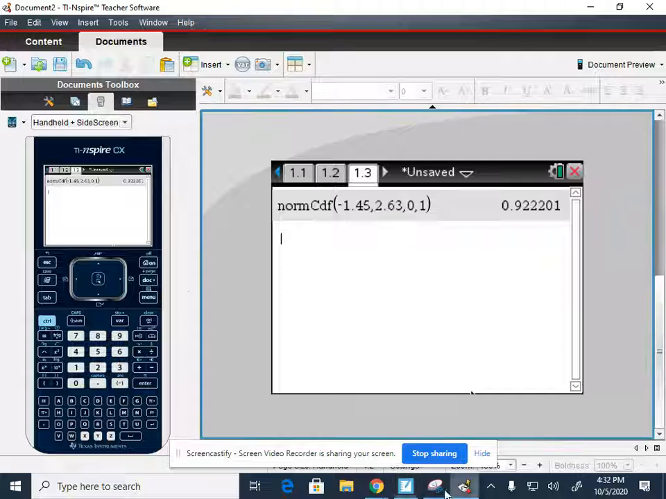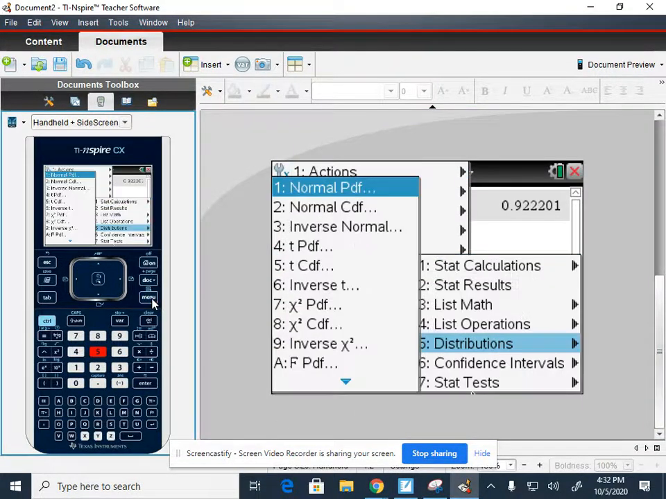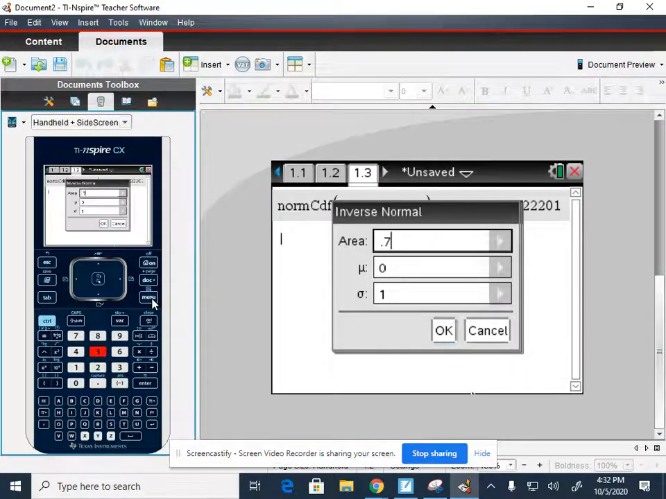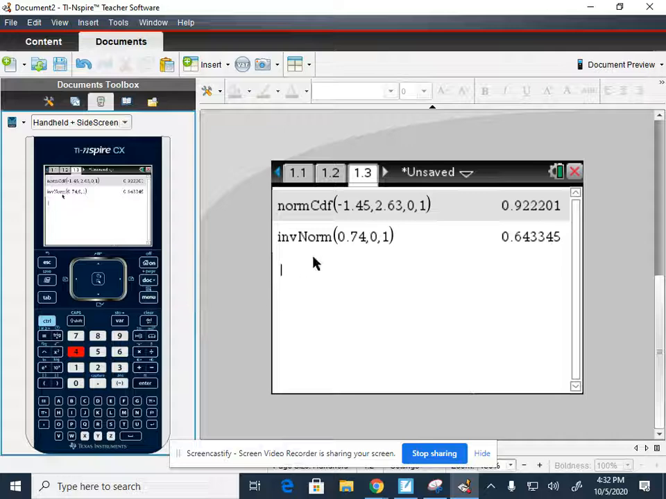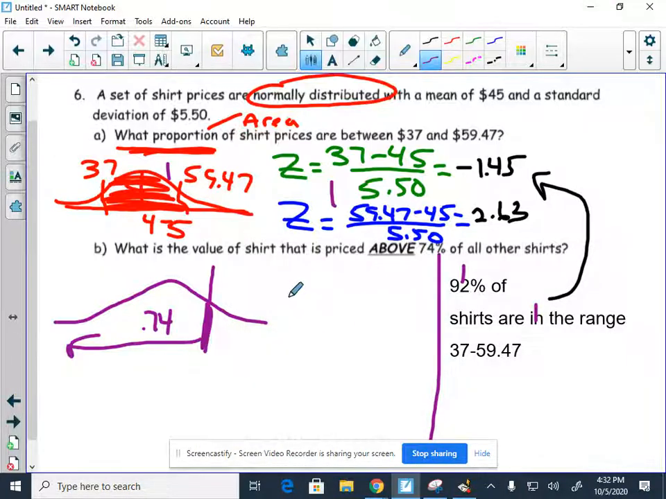Okay, so this is an inverse norm problem, so we're going to go menu 653. We're going to do 74%. We're going to find that z-score is 0.64. We're going to write a z-score. 0.64 is our z equals x subtract 45 over 5.5. Again, so far we got 2 points because we have one for the curve, one for the z-score.